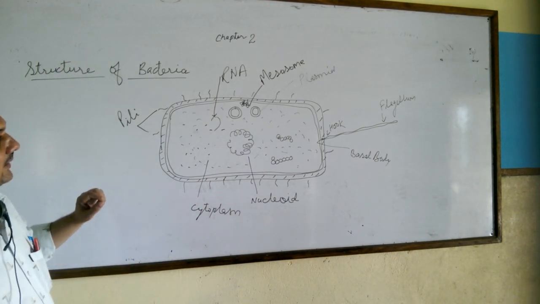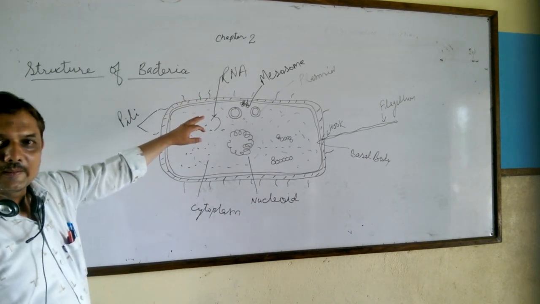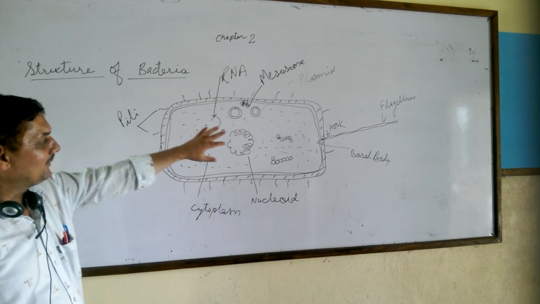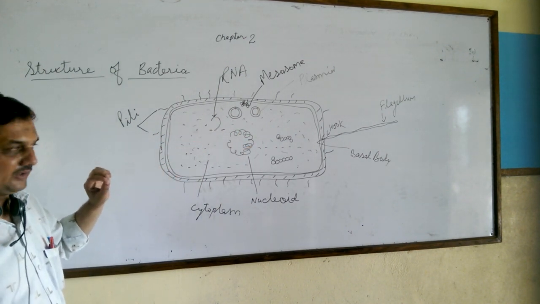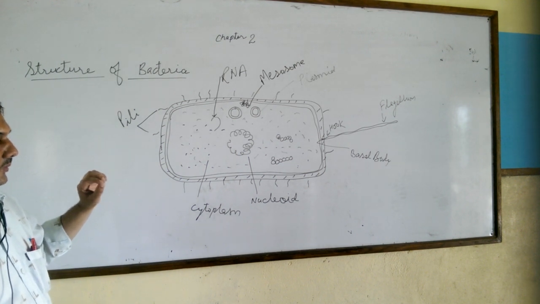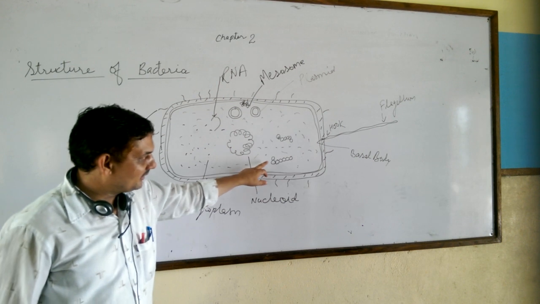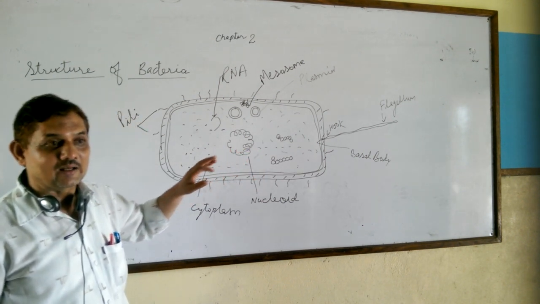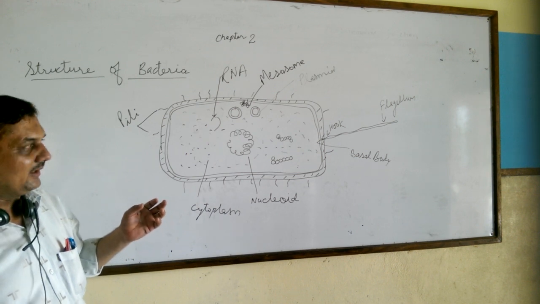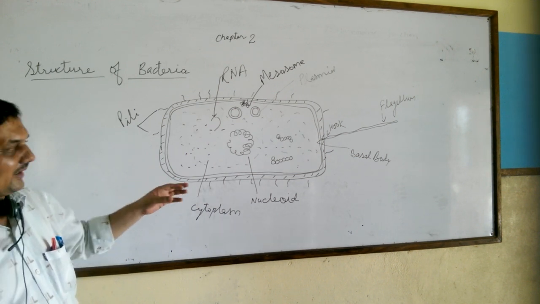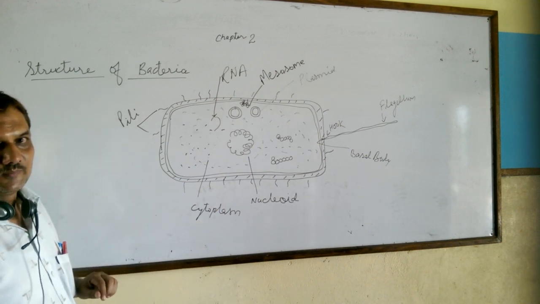Now you see, inside the plasma membrane there is a liquid material. This is called cytoplasm. Now the bacterial cell also has RNAs. These RNAs may be found individually, separately, or they sometimes make the groups. That time they are called polysomes.